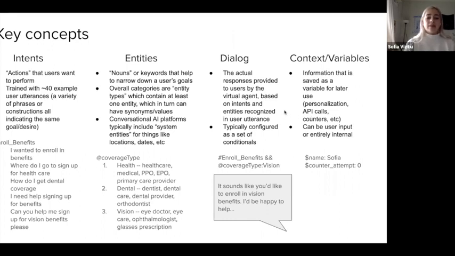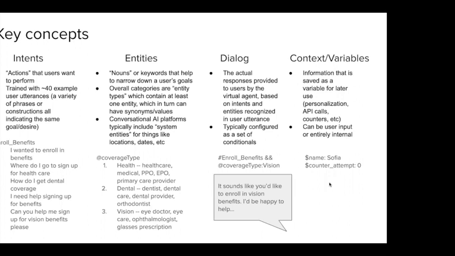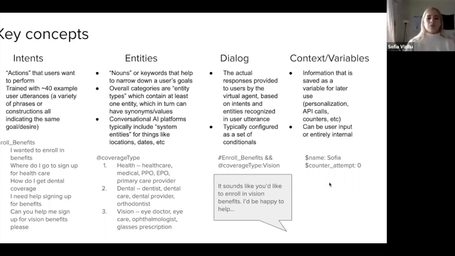So if we have an entity type we're calling coverage type, you might have three entities within that category: health, dental, and vision. Each of those might have synonyms, different ways people might talk about dental benefits, whether that's dentist, dental care, dental provider, orthodontist, root canal, anything that you think should map back to that specific goal. So going back to our example, if people said, I want to enroll in benefits, I want to enroll in dental benefits, I want to enroll in vision benefits, those all map back to the same intent.